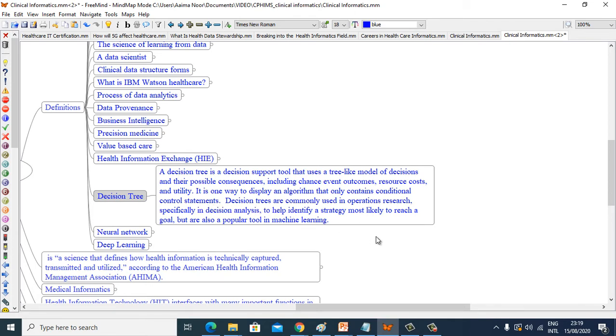Decision trees are commonly used in operations research, specifically in decision analysis, to help identify a strategy most likely to reach a goal, but are also popular tools in machine learning.